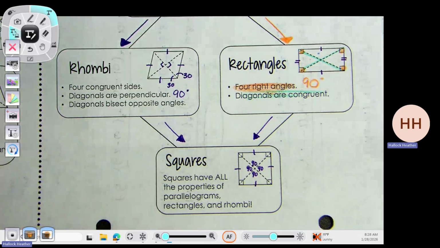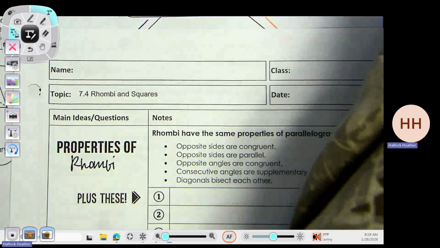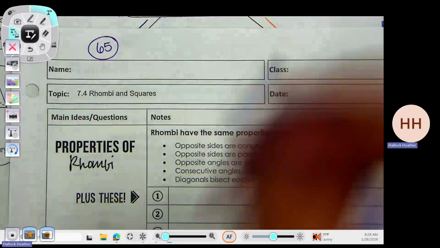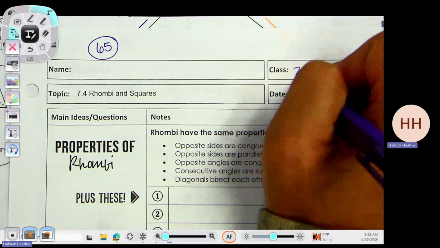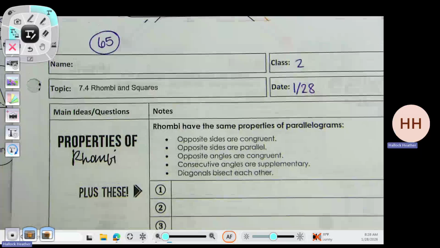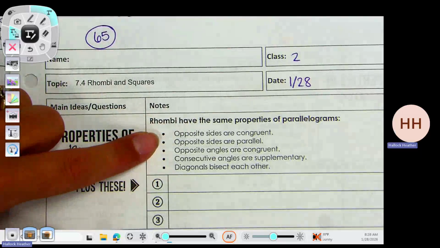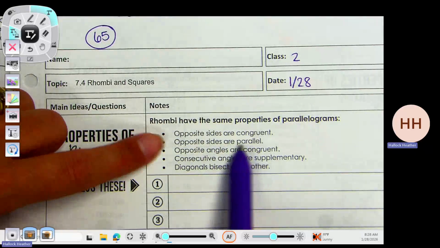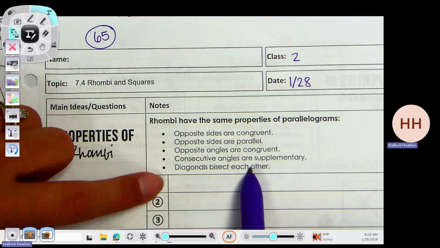Okay. So this is number 65. It is class period dos, page 128. For a rhombus, we are going to put in our new information. Like I said, a rhombus is everything a parallelogram is. It has opposite sides that are congruent, opposite sides that are parallel, opposite angles that are congruent, consecutive angles add to make 180, and diagonals bisect each other.